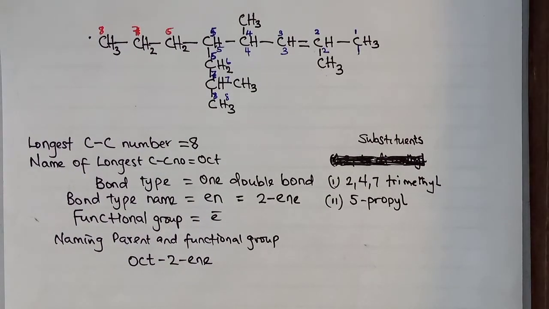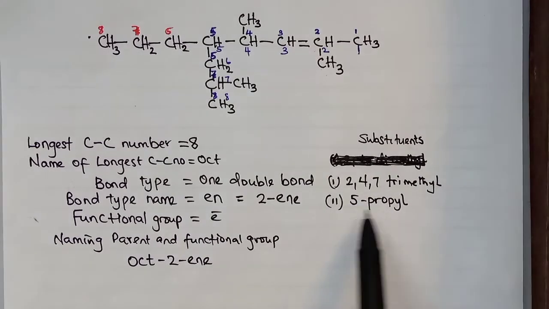According to naming, according to alphabetical order, M N O P. That is, M comes before what? P. Therefore we are going to name this first before naming it.